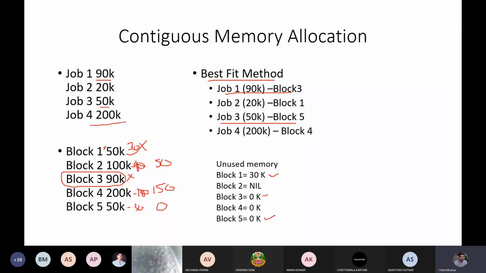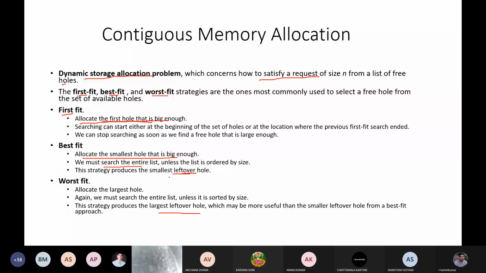Job 4, 200 kilobytes. None of them you can allocate. Block 4 is sufficient. Unused space is 0. Block 4 will be taken by job 4. And block 2 we haven't used, so it is not used. So the available space is none. You see this? The best fit method allocates the smallest unit possible. It will generate the smallest leftover. Is this clear? Yes, sir.